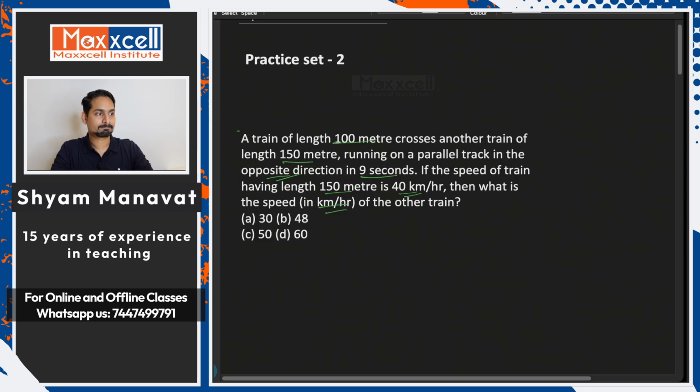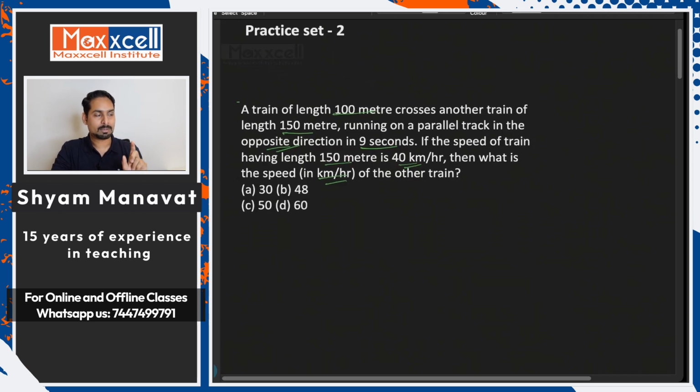Now what are the things we are going to count in this? First of all, this is a problem on trains. We have the length of train mentioned, so we are going to consider it as part of distance. Whether trains run in the opposite direction or in the same direction, in both cases the lengths of the trains are always added. The length does not depend on the direction. All right, so that's the distance. So what is the distance?